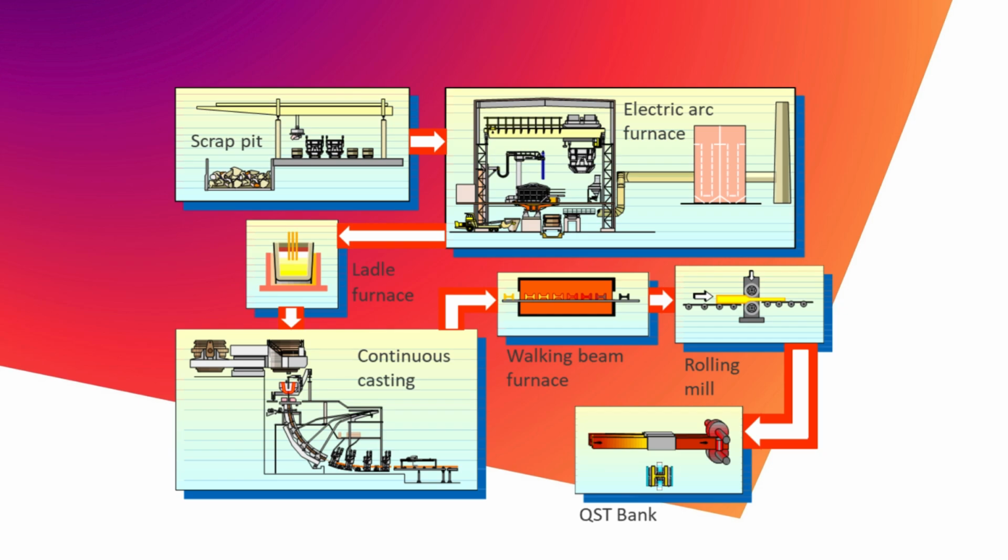That next step is what we call the quenching and self-tempering process, or QST for short. It is an inline process, which means it takes place on the same production line immediately after the roll cycle.